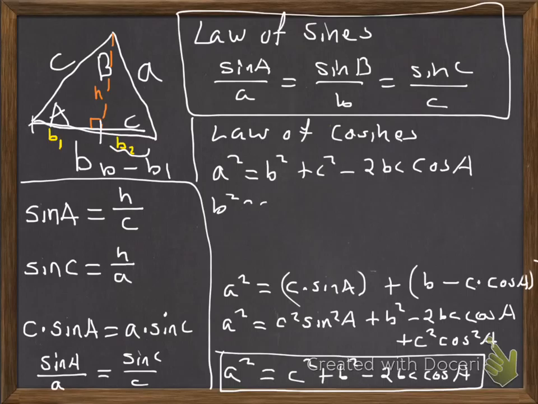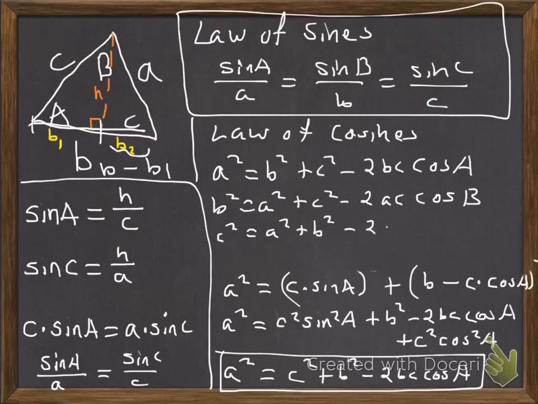b squared is equal to a squared plus c squared minus 2ac cosine of B. And then c squared is equal to a squared plus b squared minus 2ab cosine of C. Okay? So you can now basically repeat the same argument we just did here to get those other two.